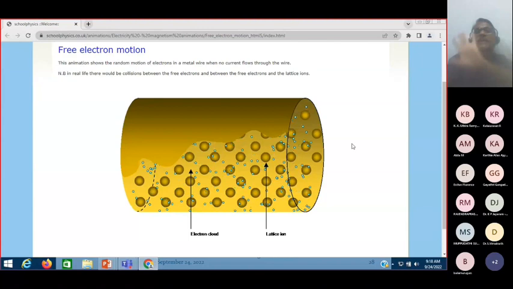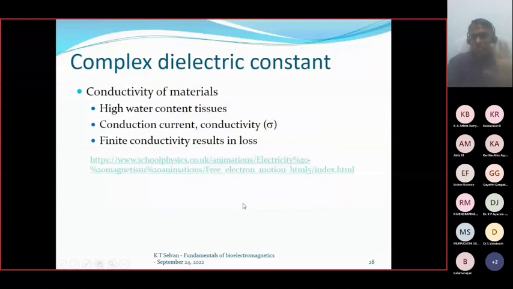Now, though it is not shown, these electrons will collide with themselves and also with these lattice ions. That results in loss. Heat comes from that. That is our conception of finite conductivity. But on the other hand, if you assume there is no collision at all, it becomes a perfect conductor. There is no collision, there is no loss. But most of the metals, practical metals, are not like that.